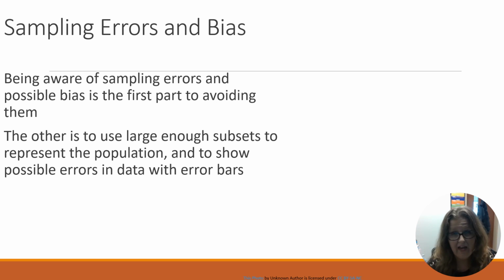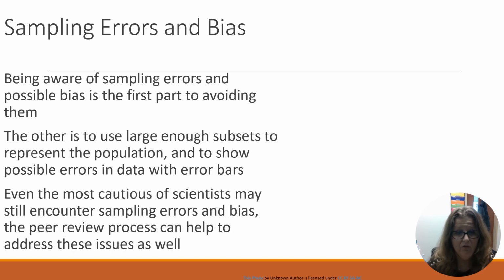error bars with your data when you're doing graphs to show the possible deviation from the average, or the mean, of your information there. So you're still going to have some sampling errors and bias, and this is where the peer review process comes in. Scientists love to prove other scientists wrong. If you're that type of person, then science is for you.